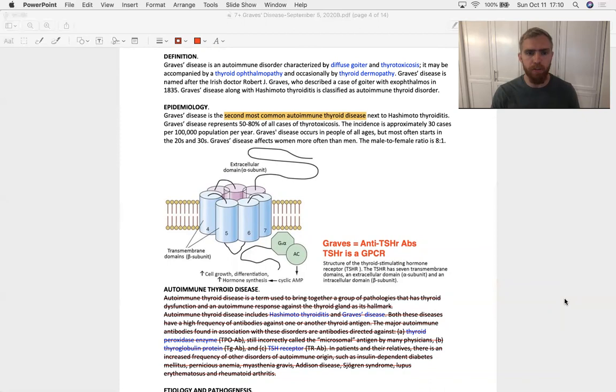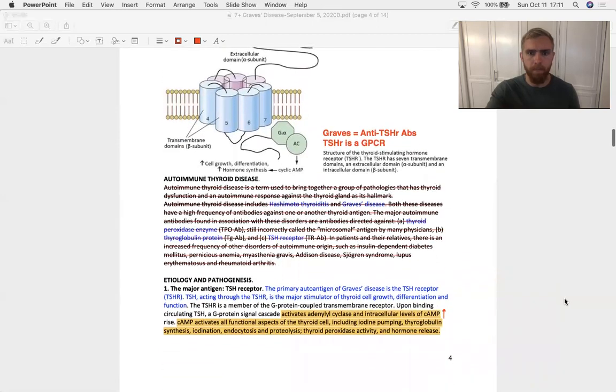Here's the TSH receptor. It's a G protein. It's got 7 cyclical transmembrane units and a stimulatory alpha subunit that will activate adenylate cyclase and get your cyclic AMP going up inside a cell, which is going to promote activity.